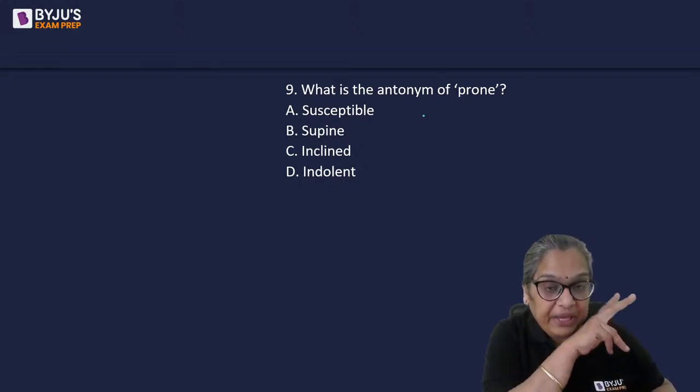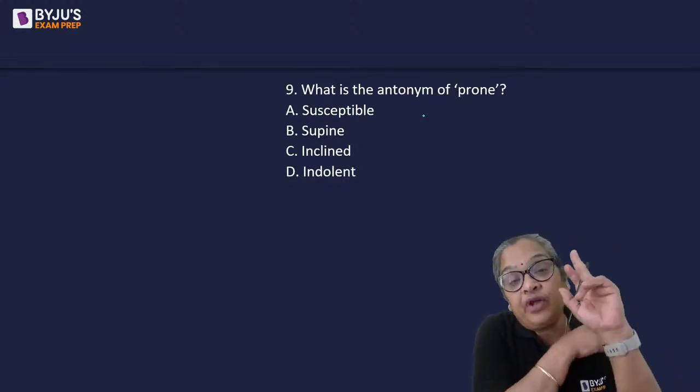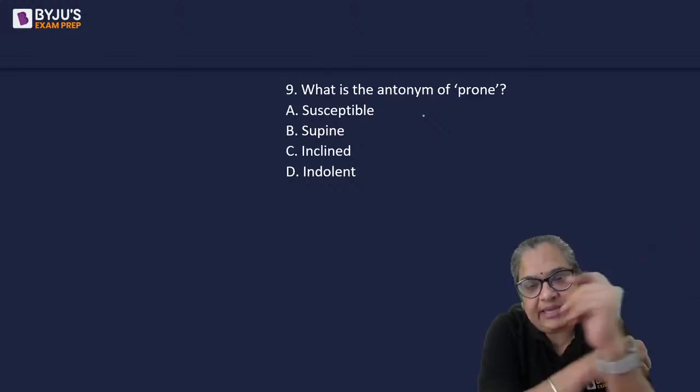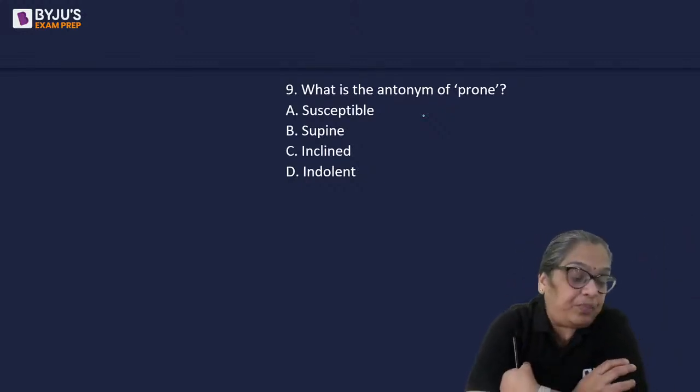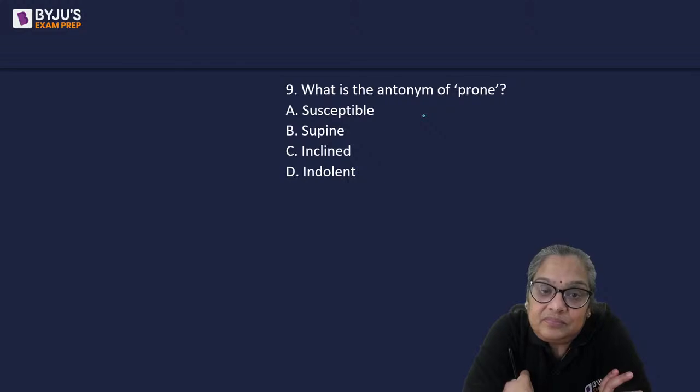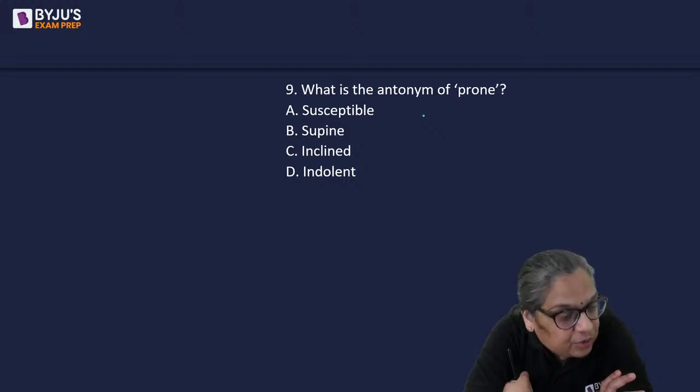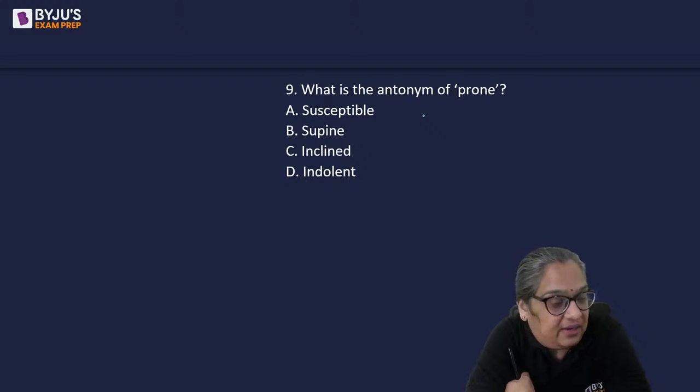All right. What is the antonym of prone? Now, there are two meanings of prone. Think of the two meanings of prone and then tell me what is the antonym of prone. Antonym means opposite. Easy to control, timid, okay, meek, that's docile.